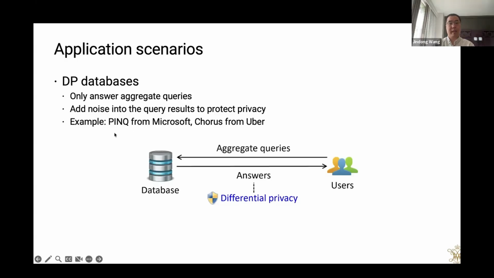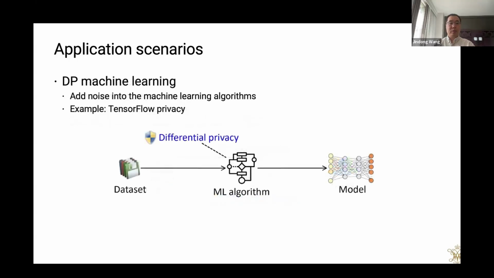For example, Microsoft had this PINQ database, and Uber had this cross information database. So that's for the DP database. And we can also do DP machine learning. We can add noise into the machine learning algorithms. For example, TensorFlow has a privacy module for the dataset and training in machine learning algorithms. In training, we add differential privacy to your private data, and then you can train a model. You can still train this perfect model, but you cannot easily do the model inversion attack or membership inference attack using the existing algorithms because we add DP here.